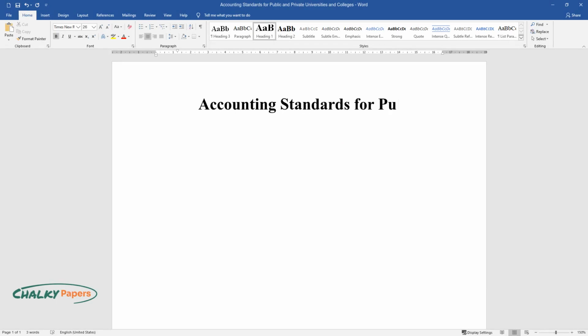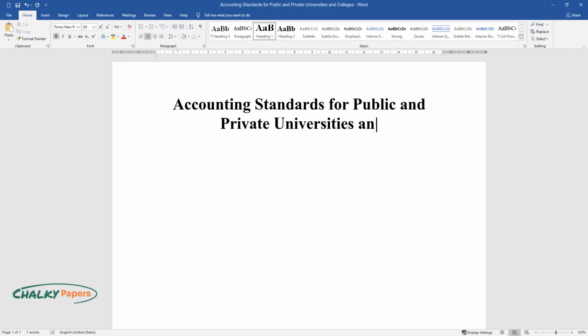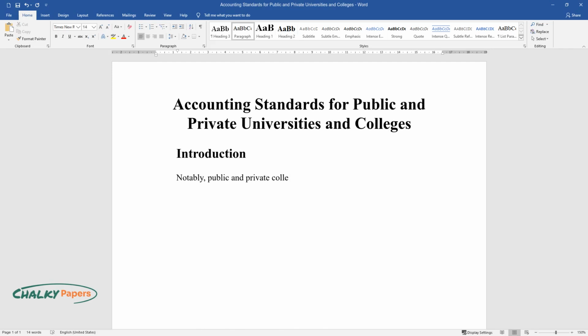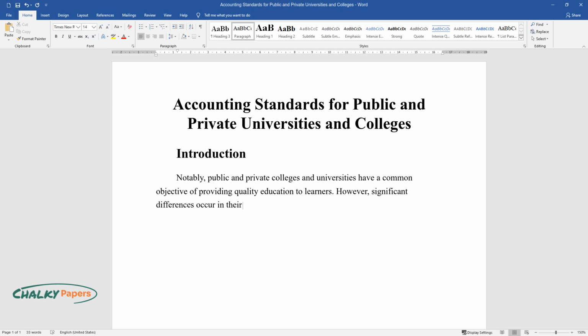Accounting standards for public and private universities and colleges. Introduction. Notably, public and private colleges and universities have a common objective of providing quality education to learners. However, significant differences occur in their ownership, management, funding, expenditure, and the profit motive.